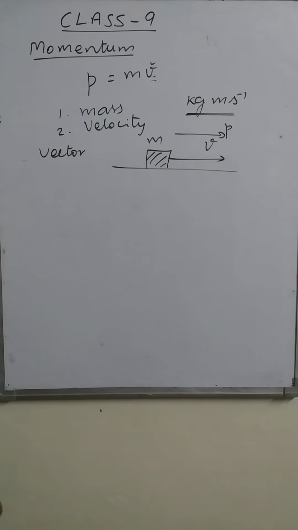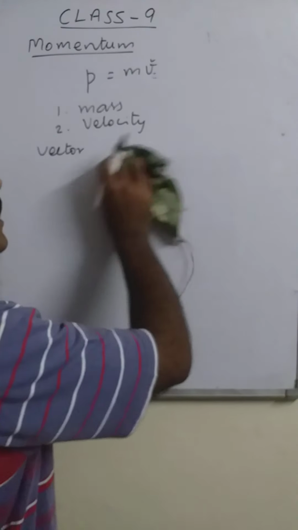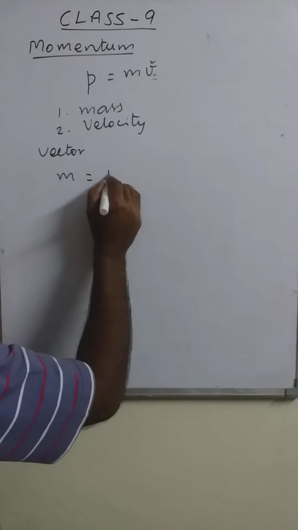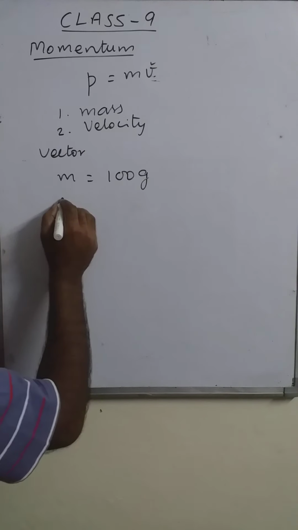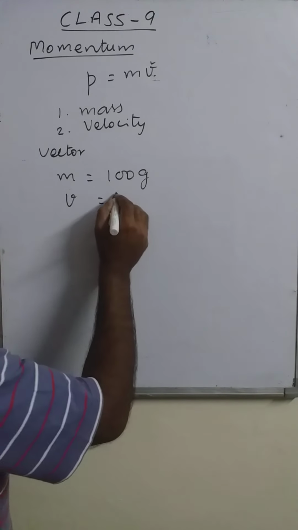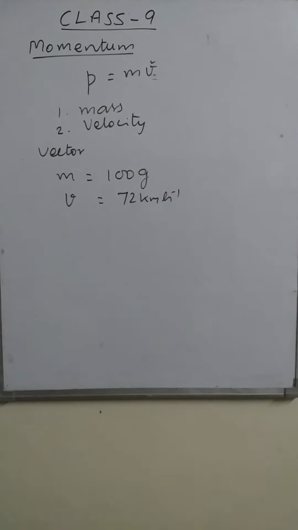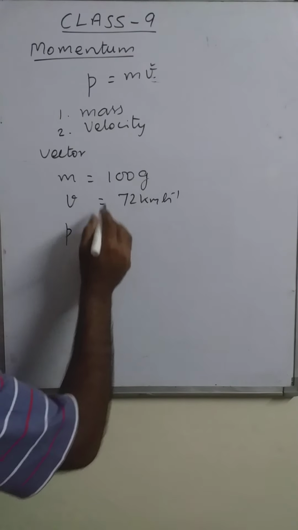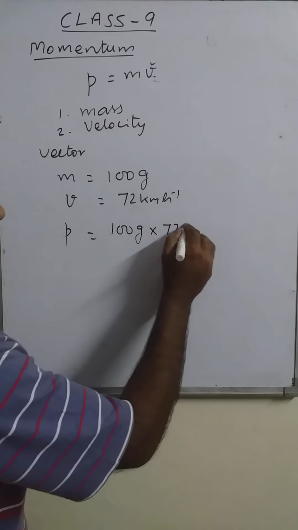If I take an example: an object whose mass is 100 gram is moving with a velocity of 72 km per hour. Here we can find the momentum. So momentum is equal to 100 gram into 72 km per hour.